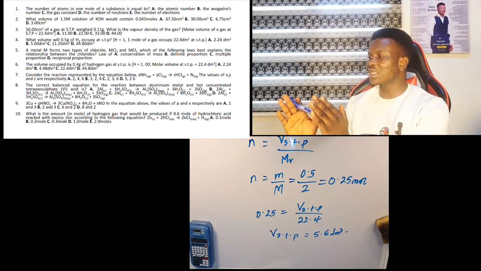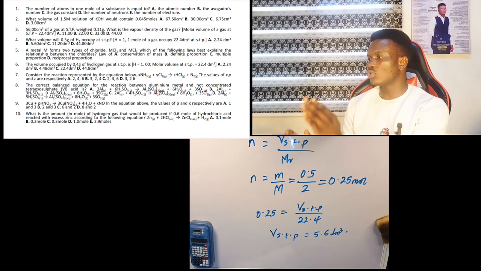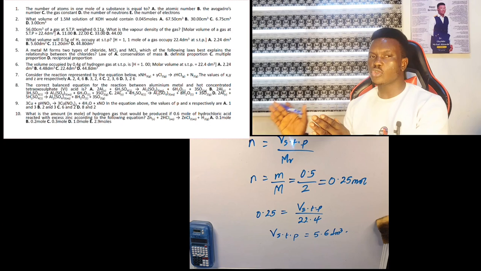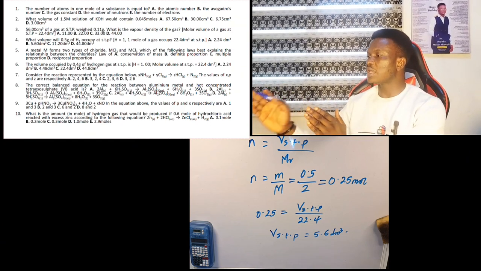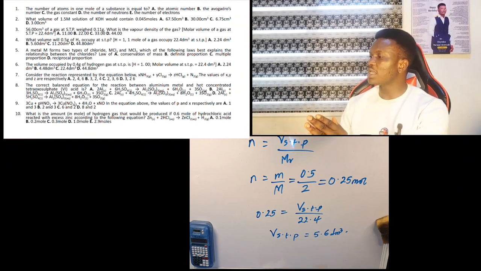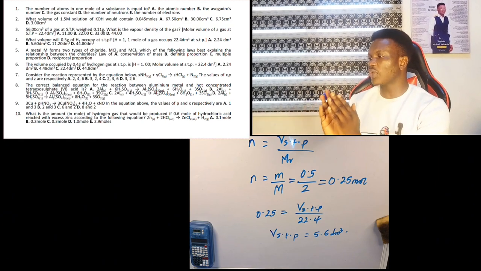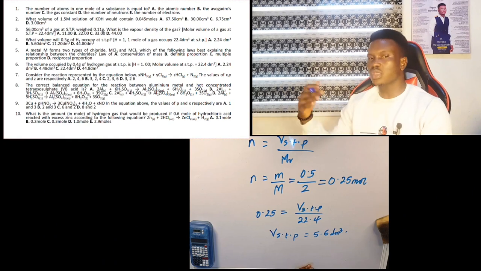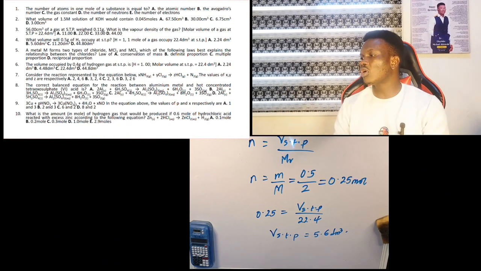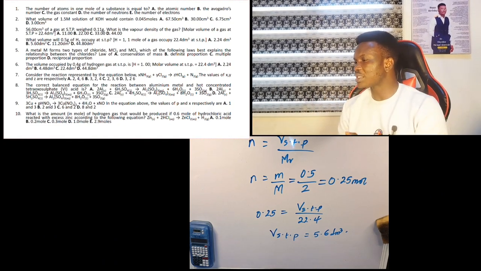So now in this case, in MCl2, M is 1, Cl is 2, 1:2. In MCl3, M is 1, Cl is 3. So the constant mole of M is the same, but chlorine keeps changing. So that is what we call law of multiple proportion. So our answer is C.